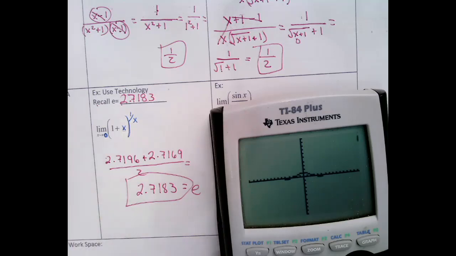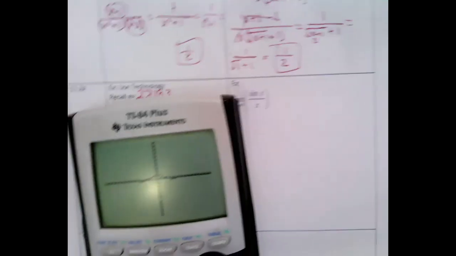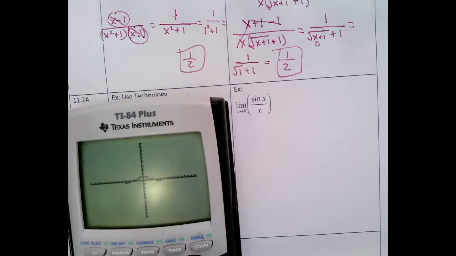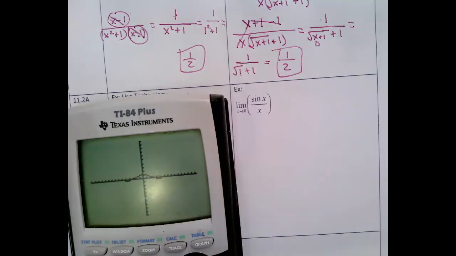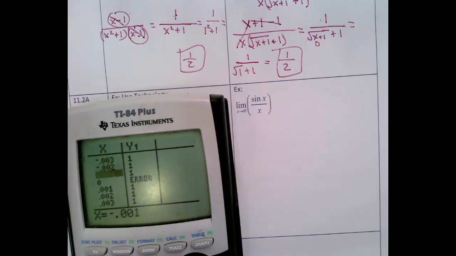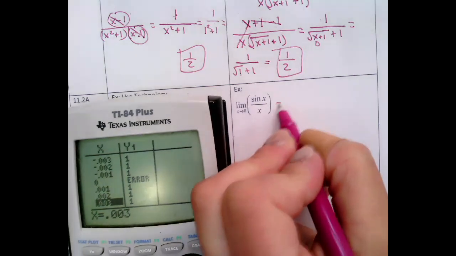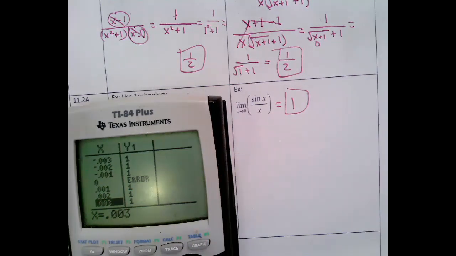There we go. Okay, since I'm graphing a sine curve, I need to be in radians, and now I need the limit as x approaches 0 of this graph. So I'm going to go to my table, and as I get really close to 0, you can see that my y value is 1. So my answer then is just going to be 1.